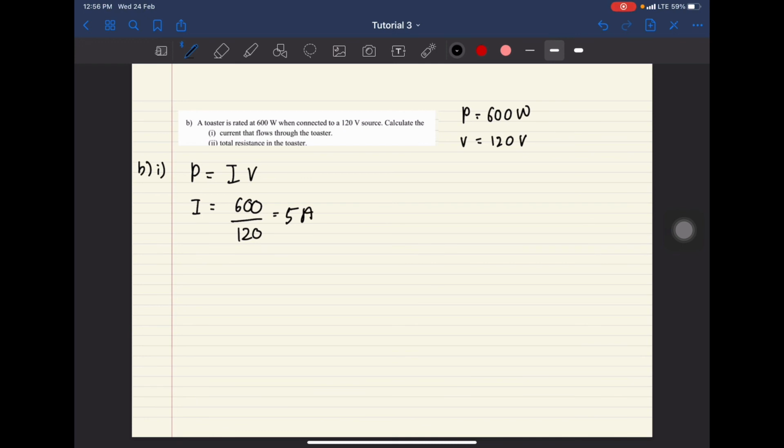And then the next part, they ask you to calculate the total resistance in the toaster. This time I can use my favorite formula. So it will be P equals to I squared R. Now I have the value of I. My R is equals to 600 divided by 25. I got 24 ohm here.